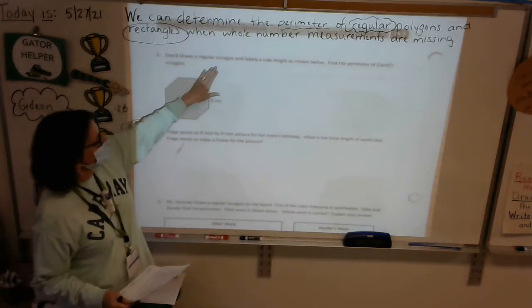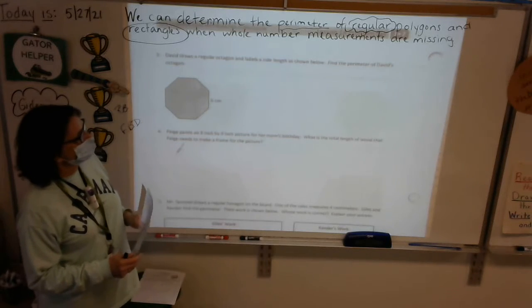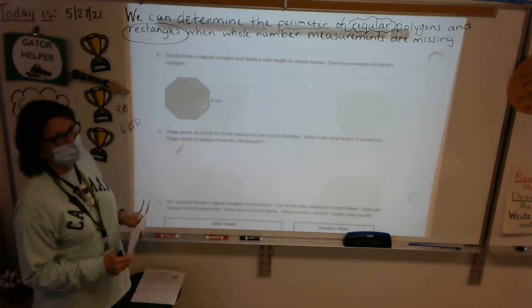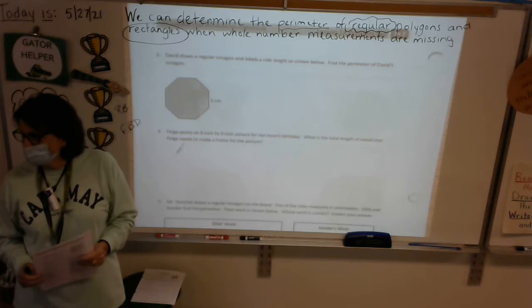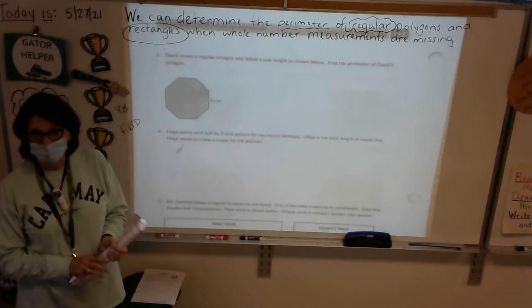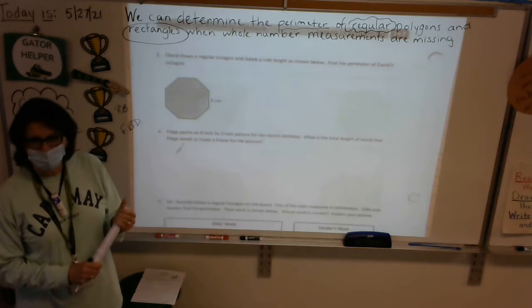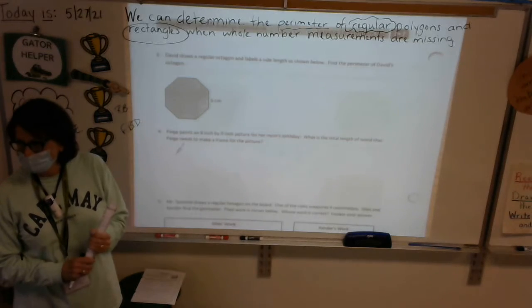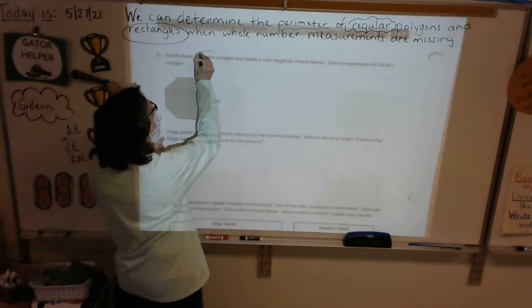David draws a regular octagon and labels the side length as shown below. Find the perimeter of David's octagon. The most important word in that word problem is what? The most important word in that word problem, Aubrey. Regular octagon, yep, both of them really.